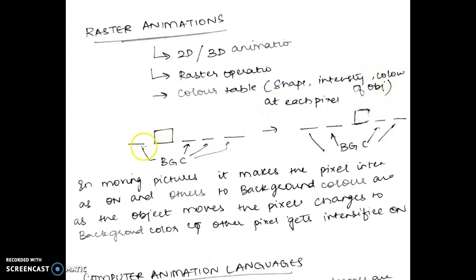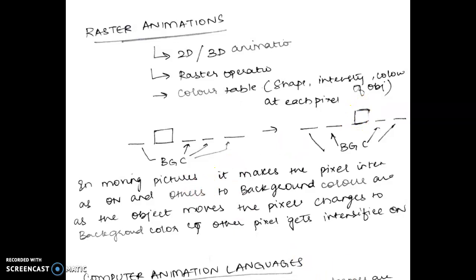So consider this as pixels, and the object is here. The rest of the pixels will be covered in background color, and this will be in object color. So this is one frame, and in the next frame the object has moved from these pixels to this pixel. So this pixel will be set to background color, and this pixel which was previously in background color will be filled with the object color.